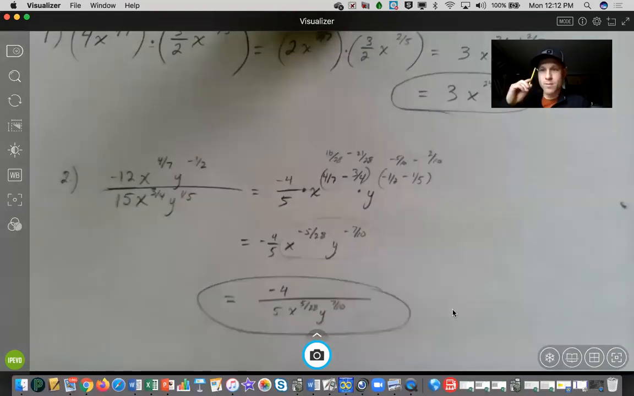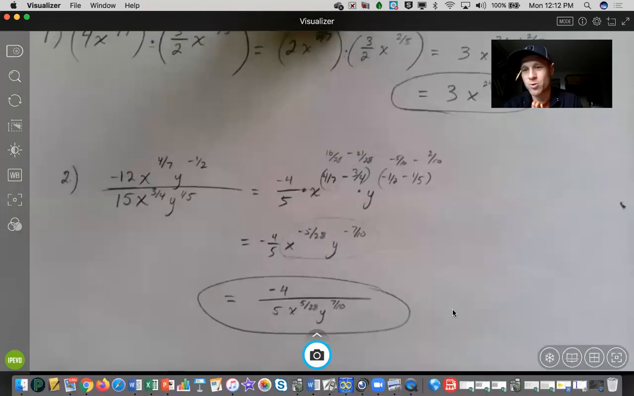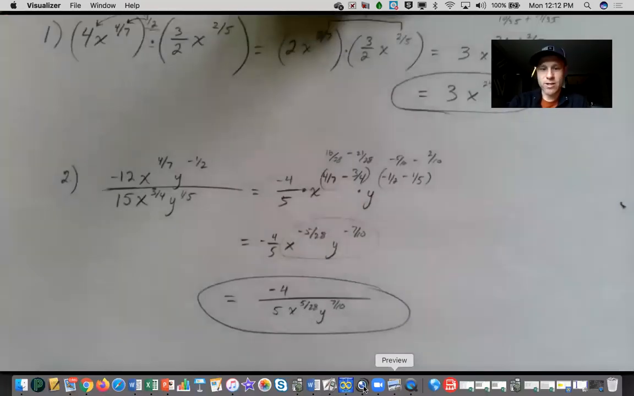So hopefully this helps you with your exponent rules a little bit. Don't forget common denominators for fractions when you add or subtract. And again, if you need that little cheat sheet of powers, that might help you. Flip back in the video to that cheat sheet and take a screenshot.